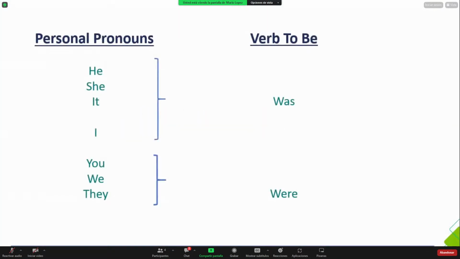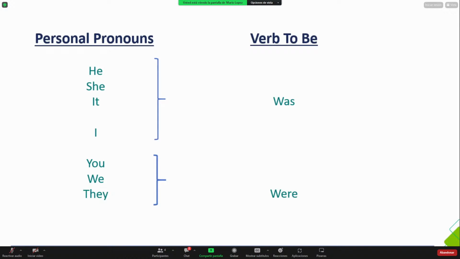First of all, it's important to know the personal pronouns. Los pronombres personales, es importante saberlos. We have the singular personal pronouns: he, she, it, and I. And we have the plural personal pronouns: you, we, and they. Tenemos los pronombres personales en singular, que son he, she, it, y tenemos el yo, I, y tenemos you, we, and they, que son los pronombres personales plurales.